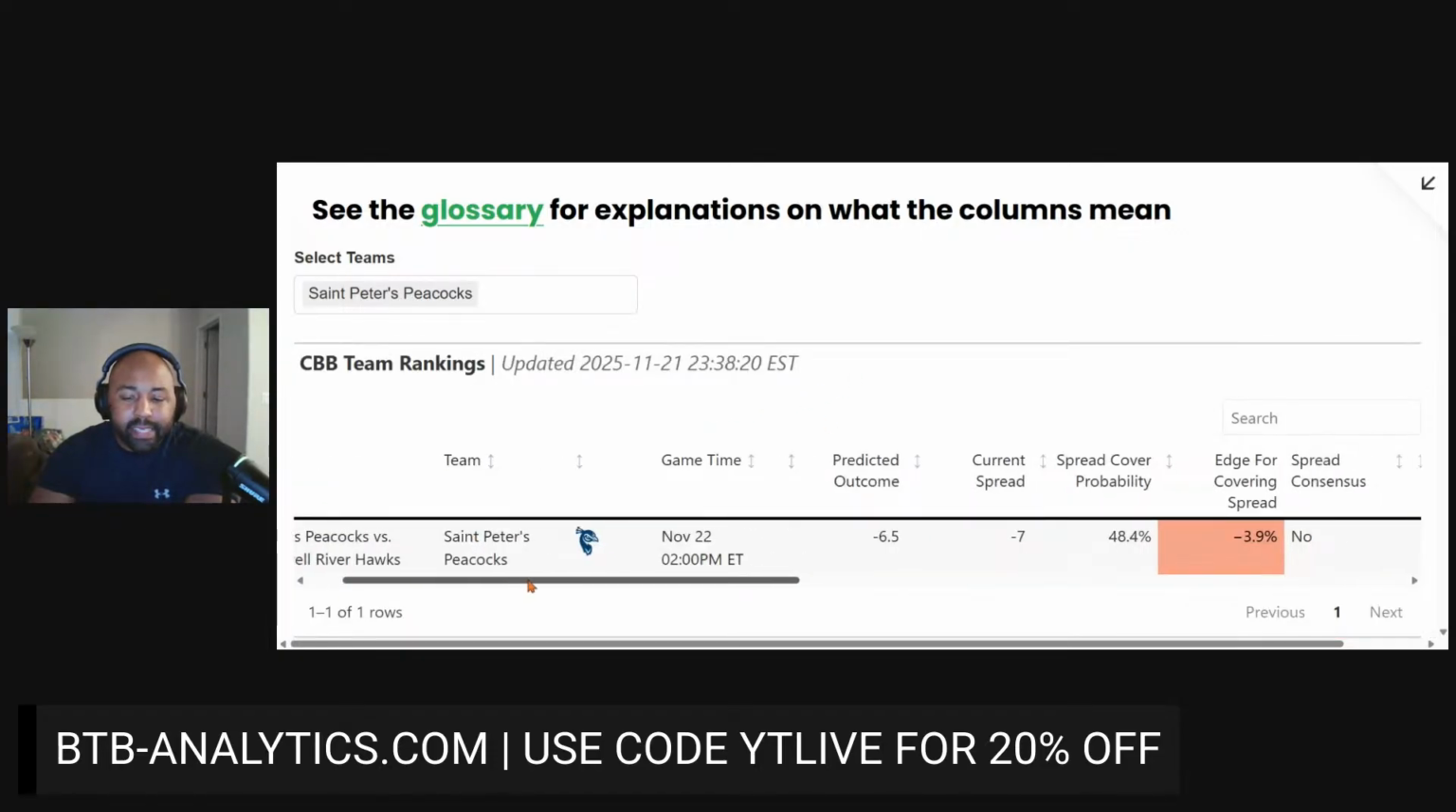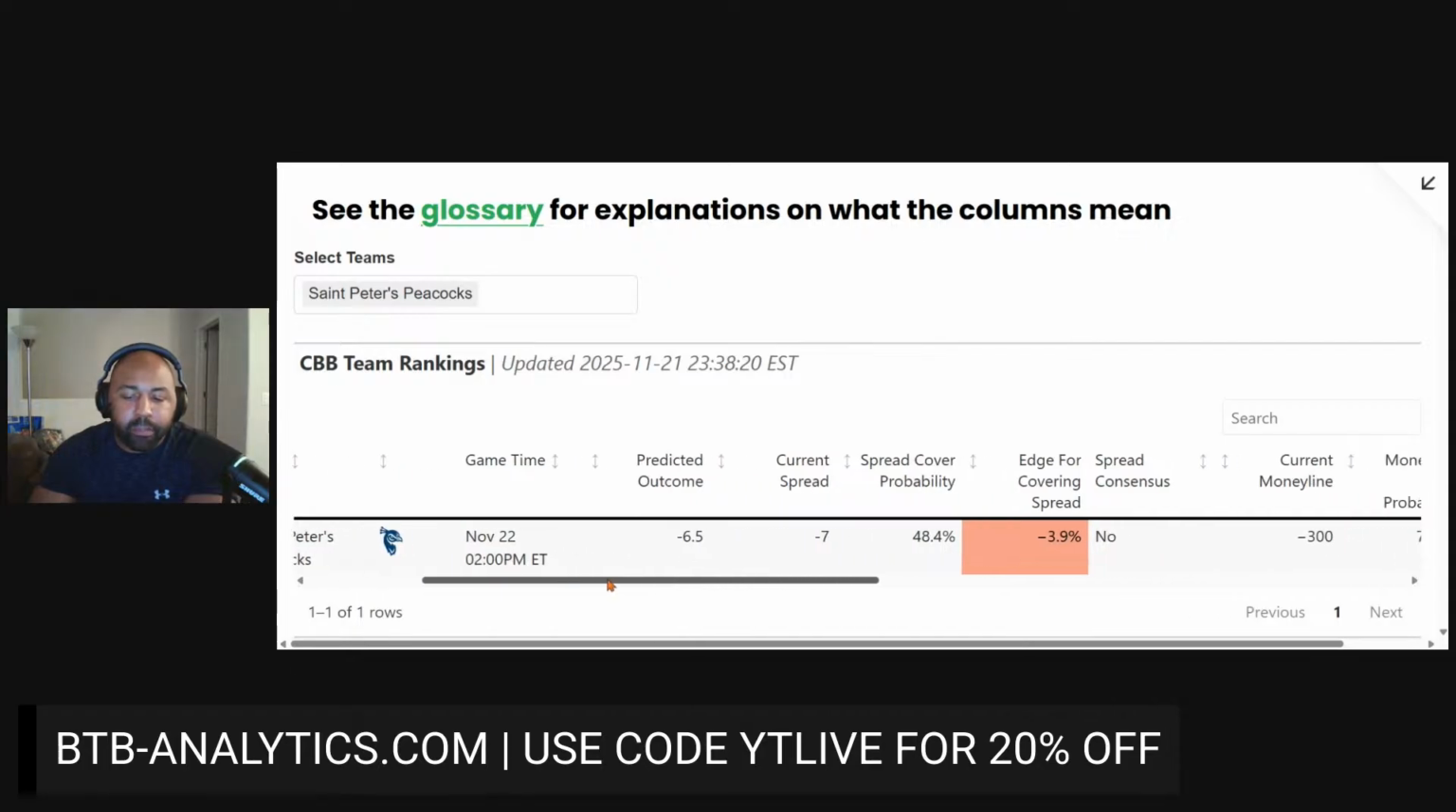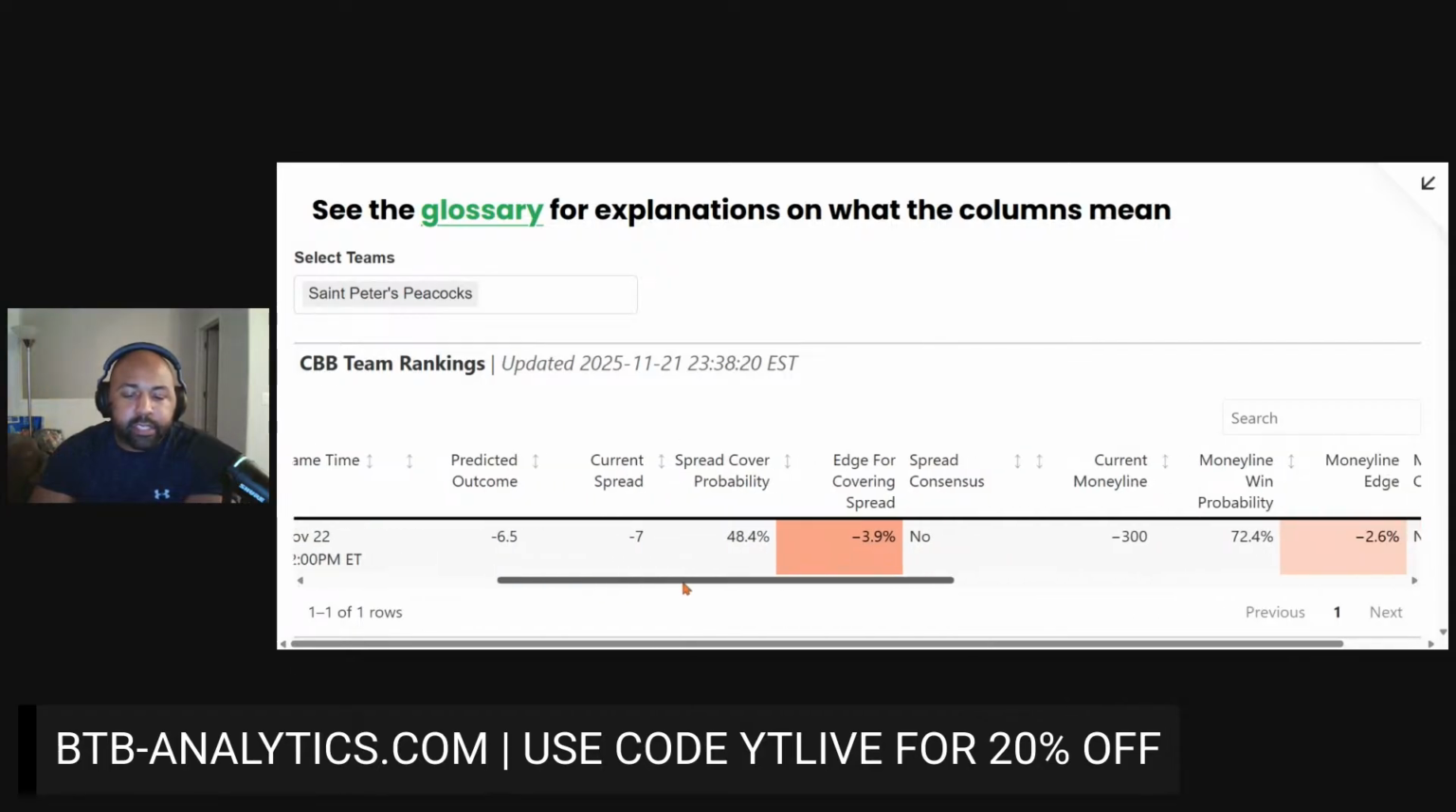We make this -6.5. The current spread is -7, right? And so that's actually negative EV for us. We give that a 48.4% chance of covering. And remember, -110 odds means it's a 52.4% chance of happening, right? That's how that math works out. So for us, that's essentially a -4% EV, a -4% edge. So that would not be a bet for us.